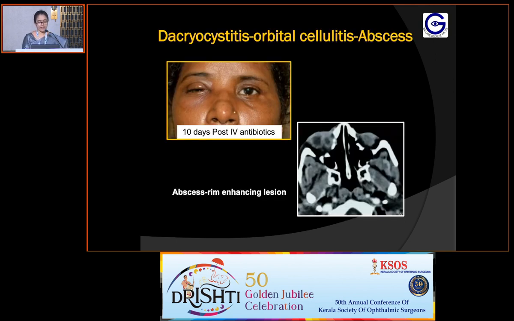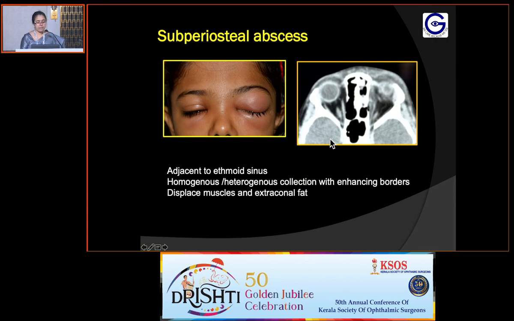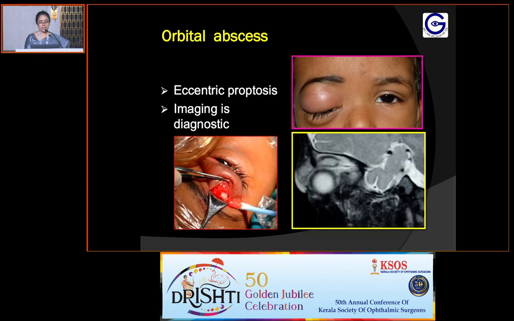So this is a case of dacryocystitis with orbital cellulitis and later on abscess. This is the ring enhancing sign in CT scan. Coming to subperiosteal abscess, most of the time in pediatrics, they present just with lid edema. Always ask the history of fever. So this child actually presented to our casualty in the morning with lid edema. The doctor treated it as allergy, and in the afternoon she presented like this. So she had subperiosteal abscess. You can see in this the abscess adjacent to the ethmoid sinus. So this is very, very important to identify the subperiosteal abscess.